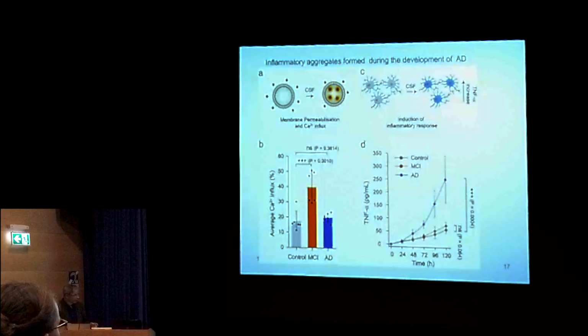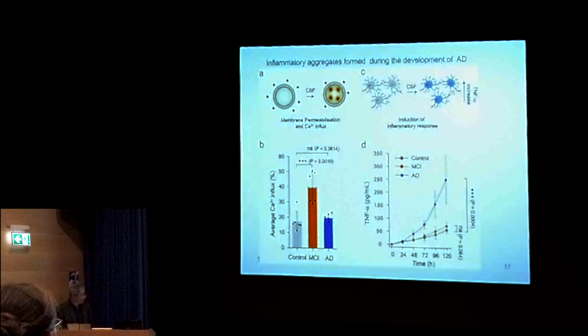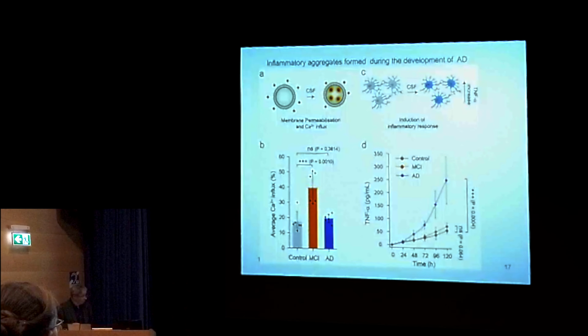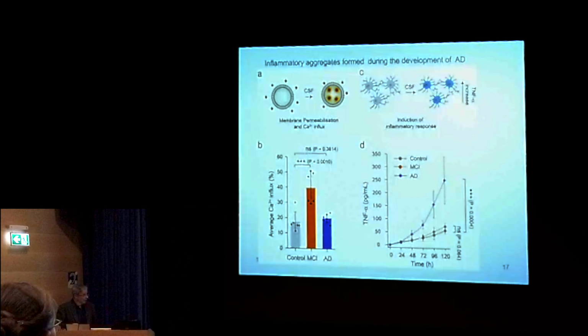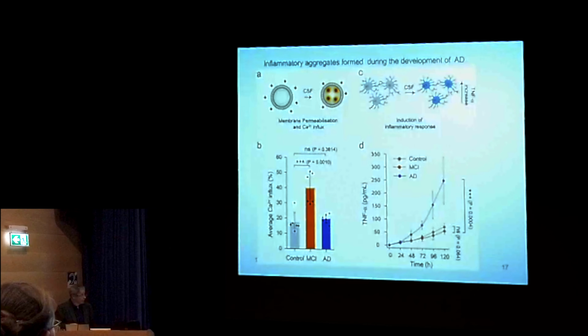So as the people are developing the disease, early on they have more aggregates that seem to be able to cause membrane permeabilization, and later on they have more aggregates that seem to be able to cause an inflammatory response. So just to show that these effects are actually due to aggregates, we can add antibodies which will bind to these aggregates and stop them interacting with the liposome, or we can stop them interacting with the cells.